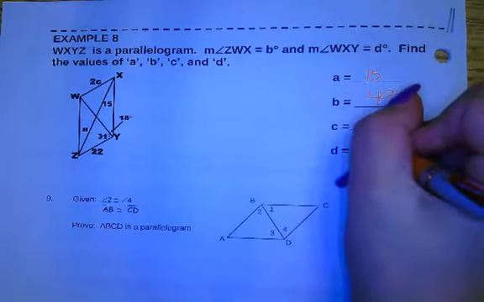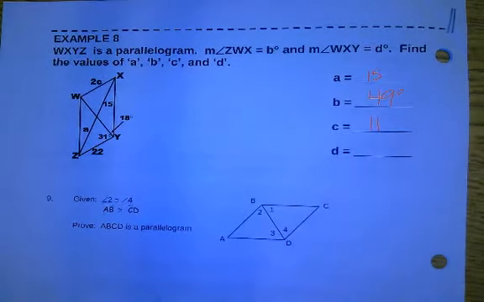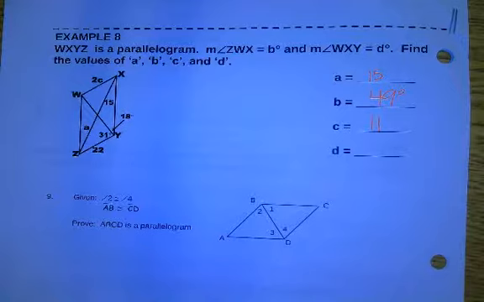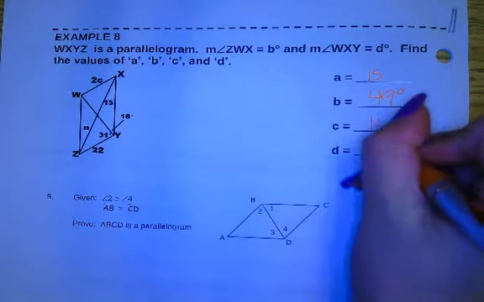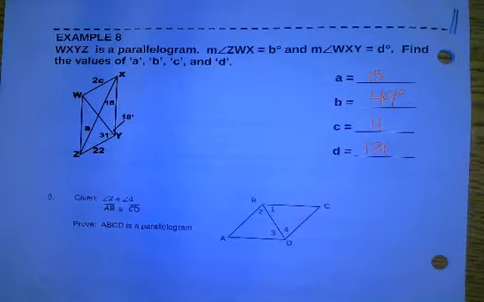How do you get it? You add angle Y and W. Why would you add 80? I got 131. How'd you guys get 131? Because X and Y are supplementary. They're consecutive angles.